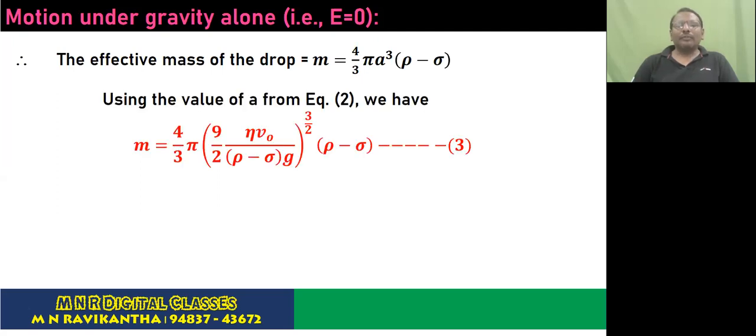Using the value of A, the radius of the drop from equation 2, we have M is equal to 4 by 3 pi into (9 by 2 eta V naught divided by (rho minus sigma) into g) to the power of 3 by 2 into rho minus sigma. Call this equation 3. Equation 3 helps us in calculating the effective mass of the drop.